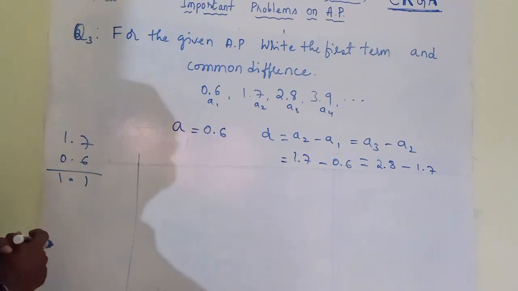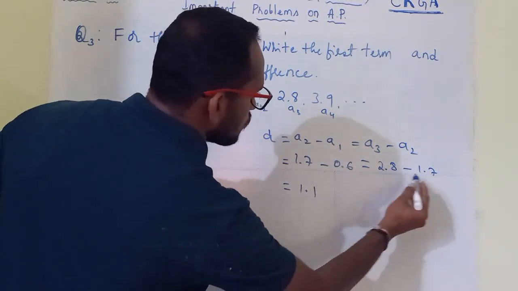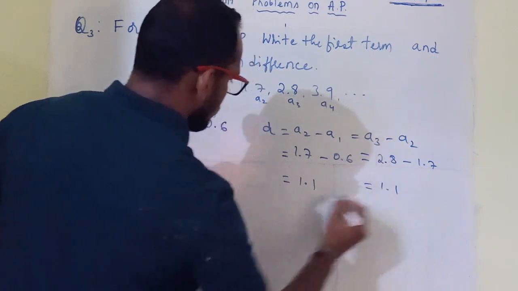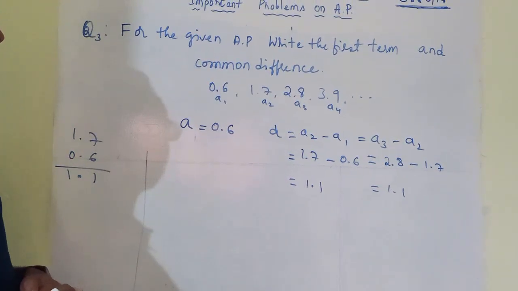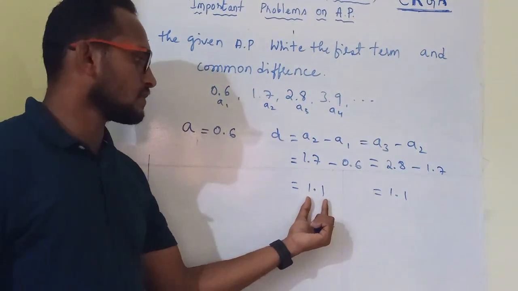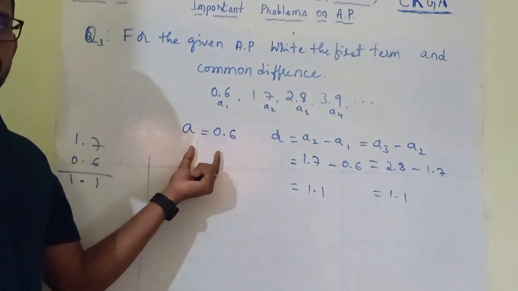So what is the difference? We get 1.1 here. The same thing, 2.8 minus 1.7, again we get 1.1. Since the common difference is the same, you can say the given sequence is in AP, but you need not prove that; you just find the common difference. The common difference is 1.1 and the first term is 0.6.